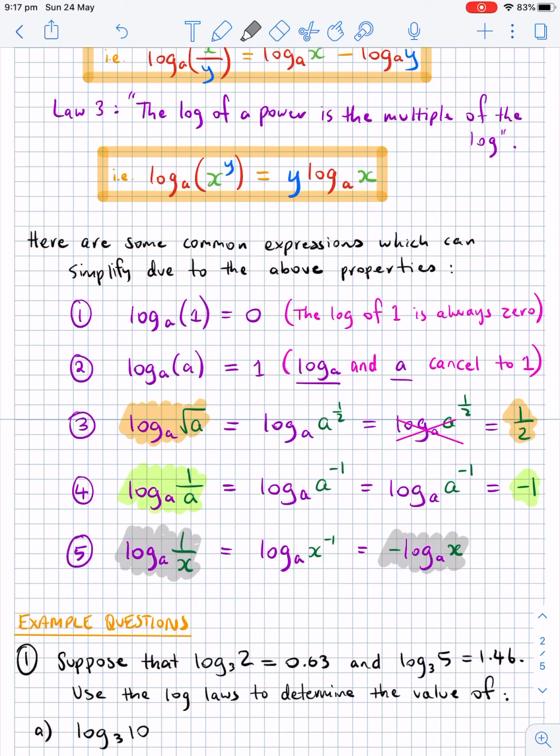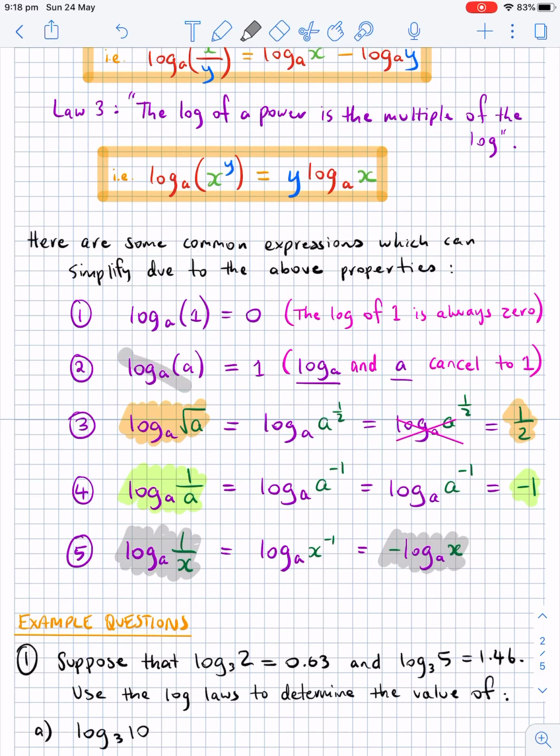So log base a of 1 is equal to 0. The idea is that whenever you're logging a 1, it's always going to equal 0, no matter what the base of the log. The next one is if the log's base is equal to what is being logged, they're the same thing here, then this whole expression is equal to 1.